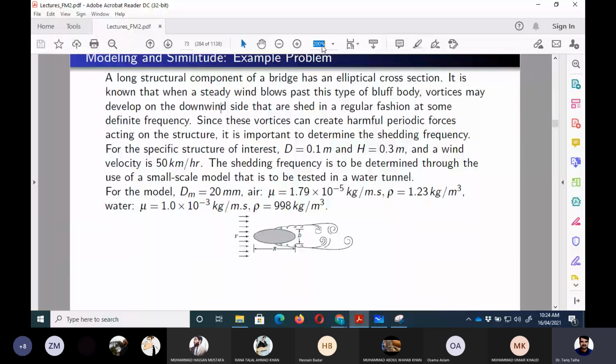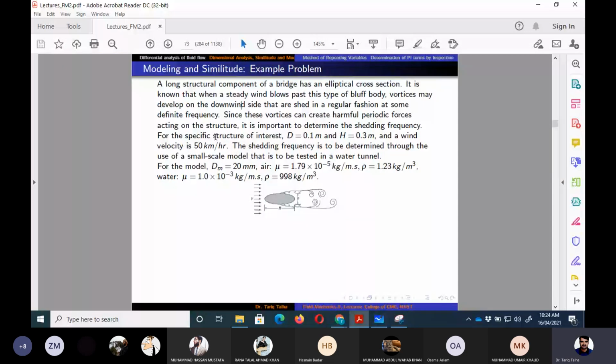So for this specific structure of interest, the actual bridge has a diameter of 0.1 meter and height of 0.3 meter. Height means that it is basically the length in the flow direction, h, because diameter gives you the flow normal direction, and h is in the flow parallel direction. So h should be the length of this here, and a wind velocity of 50 kilometer per hour.